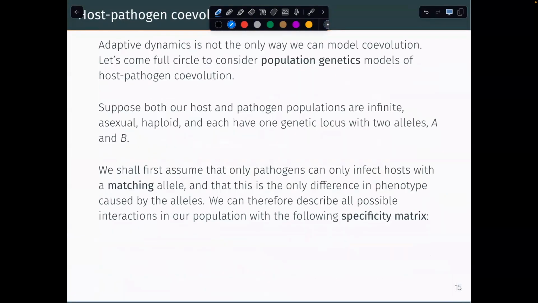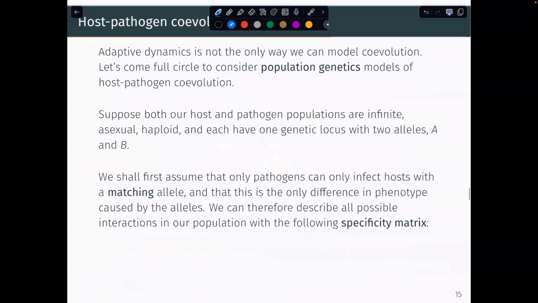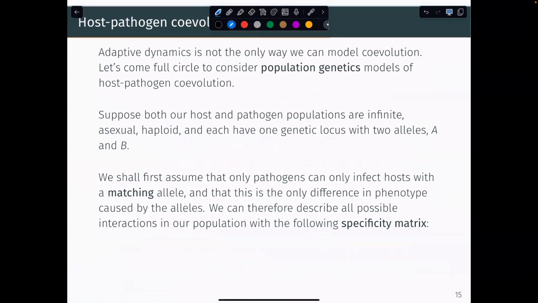Okay, so we've done the more complicated version of coevolution, more complicated because we're actually accounting for these ecological dynamics. We're going to finish with something a bit simpler, but something quite cool, and taking us all the way back essentially to the start of the course, where we talked about population genetics. So we're going to talk about coevolution now in a population genetics framework. And we're going to be stripping out all of our ecological dynamics.